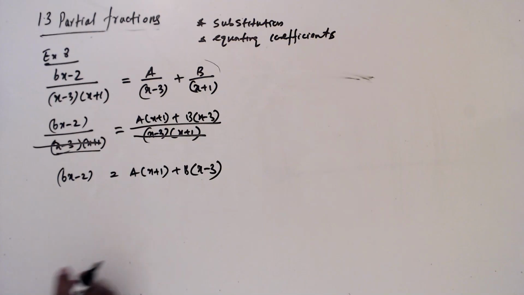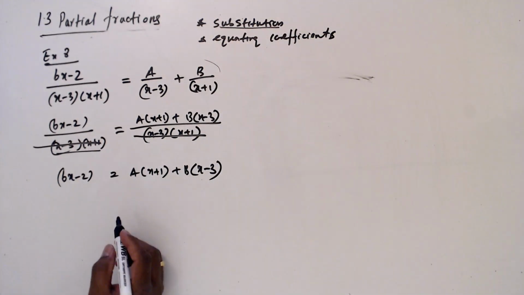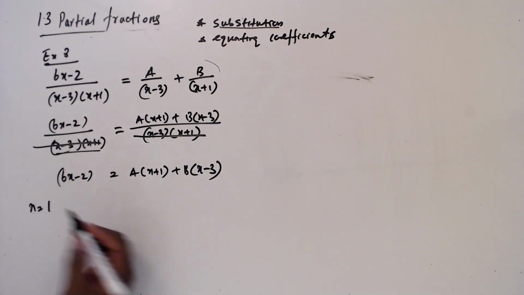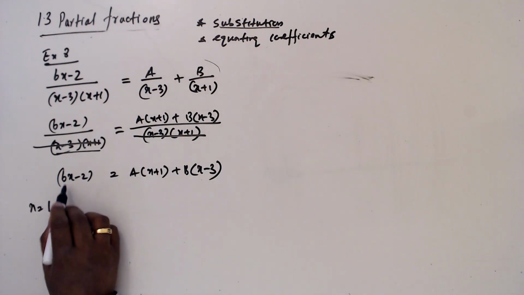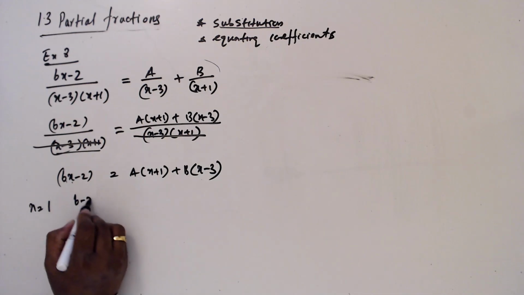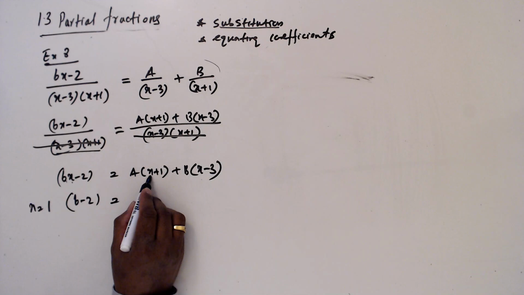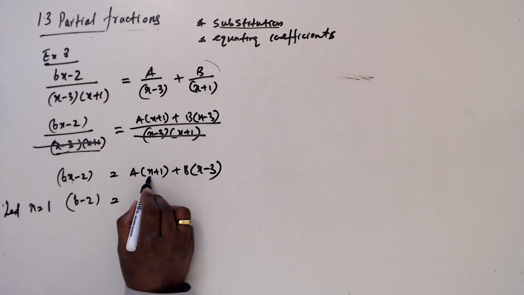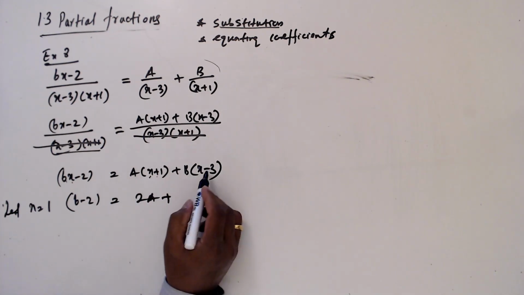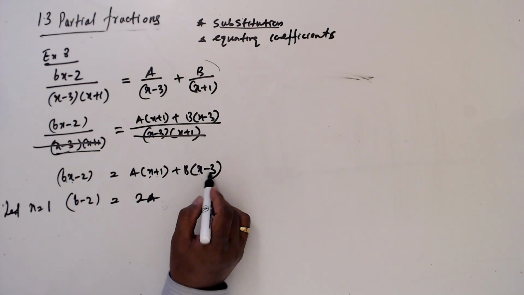Now, when we come to this level, we are doing substitution. We can assume x equals 1. So what is the answer? 6 times 1 is 6, 6 minus 2. Let x equal 1. So 1 plus 1, 2a. And 1 minus 3 is minus 2, minus 2b.